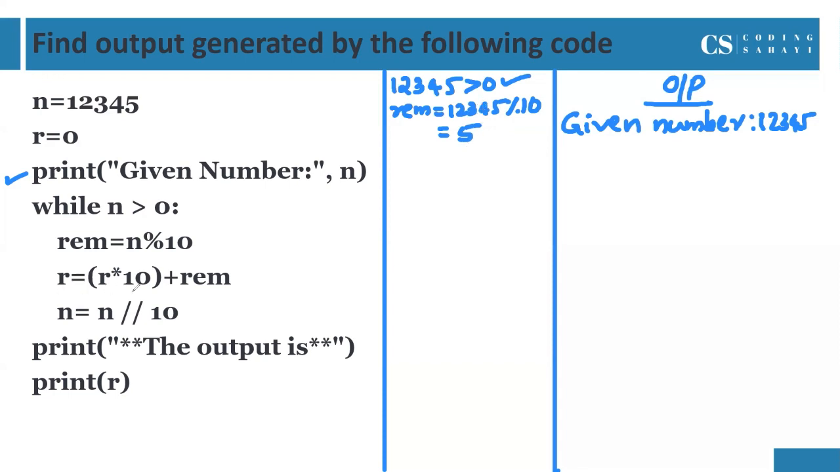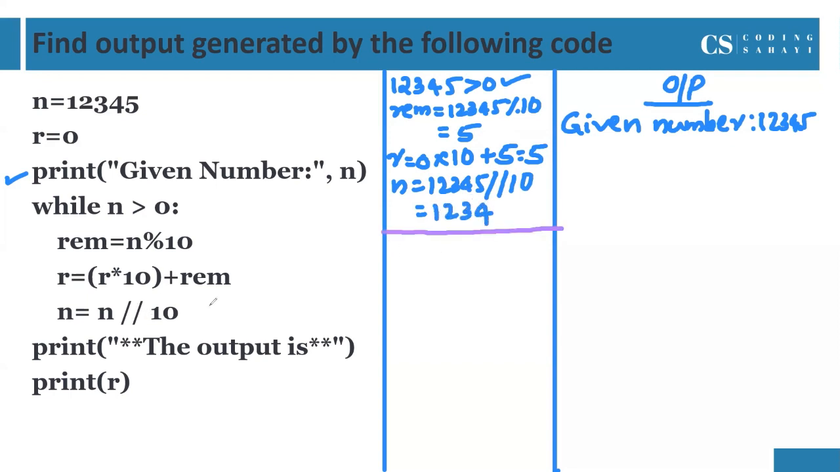Then R equal to R into 10 plus REM. That means it is 0 into 10 plus REM, that means 5. So you will get 0 plus 5, 5. Here n equal to n by 10, that means n equal to 1, 2, 3, 4, 5 floor division 10. You know floor division, when you are doing it, the decimal part will be truncated. So your answer will be 1, 2, 3, 4.